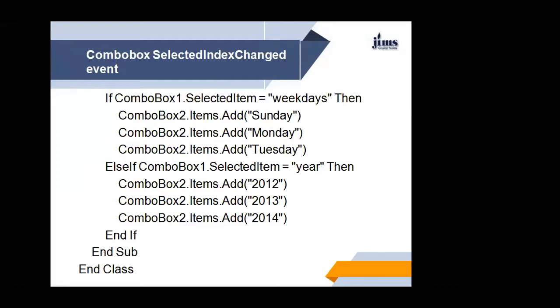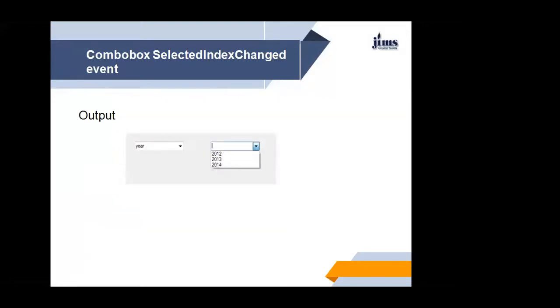So if it is weekdays, then you can select the days like Sunday, Monday, Tuesday. And if the selected item equals year, then you will take the years like 2012, 13, 14, 15, 16, 17, like this. Okay, so you can take the two combo boxes and they will behave like this. In the same way, you can choose year from here, and it will appear here. Okay.